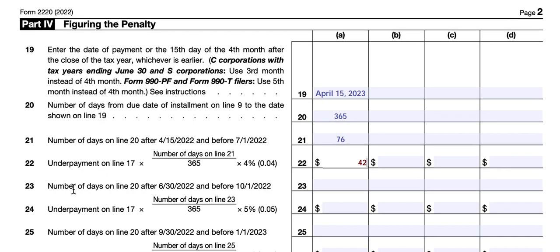So then we go to the number of days on line 20 after June 30th of the tax year and before October 1st of the tax year. We've got all the days in July, 31 days in August, and then we've got 30 days in September, so that's 92 days. And now we're going to take the number of days of line 23, multiply that by the underpayment on line 17, and multiply that by 5%.